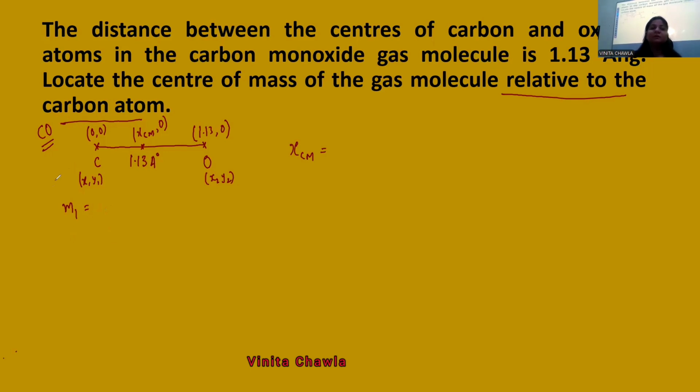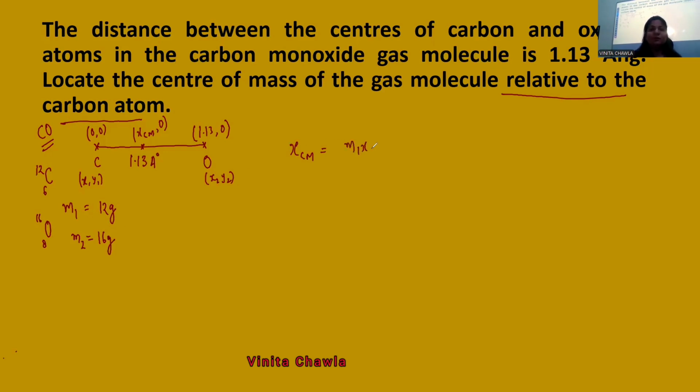How do we write C? It's C612. We can take 12. So m1 is 12 gram, the atomic mass, and m2 is oxygen, which is O16, right? So m2 is 16 grams. Now put the values.